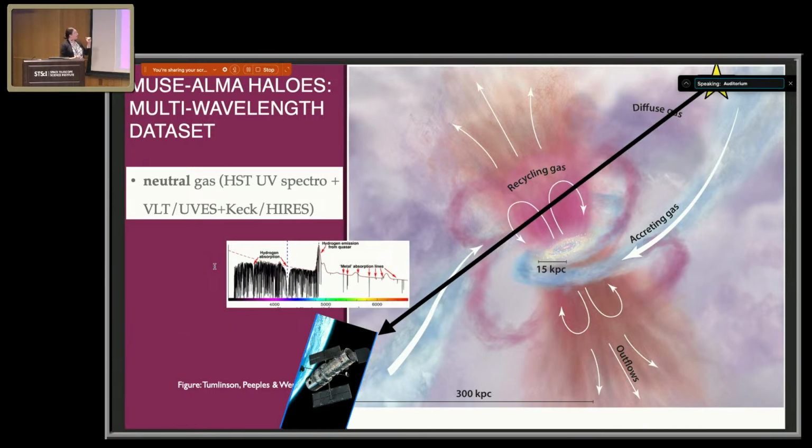So we have absorption spectra. These are UV spectra going through the halo.